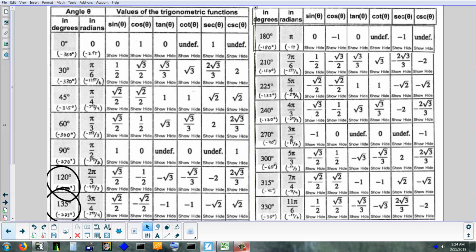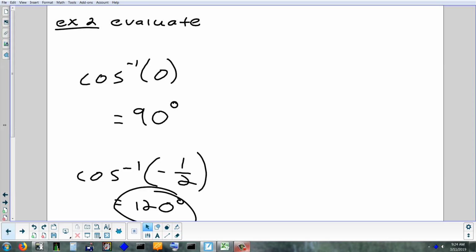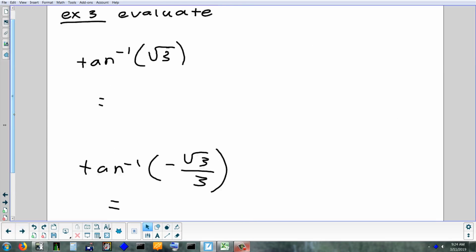Someone remind me, just so we have it on video, what are we supposed to be between again? Negative 90 and 90. Negative 90 to 90. Did anybody see an angle between negative 90 and 90 that if you took the tangent of it, you would get square root of 3? 60, yes. And you're going to see it somewhere else. But those two answers are not between negative 90 and 90. Right, so we go with 60.